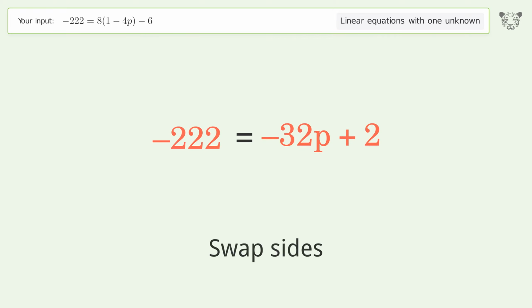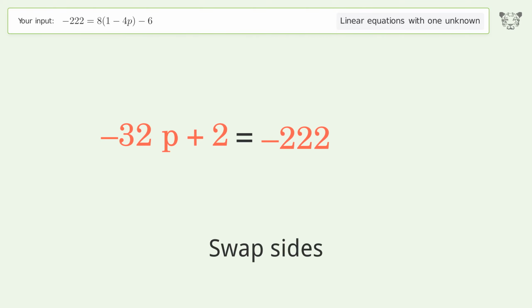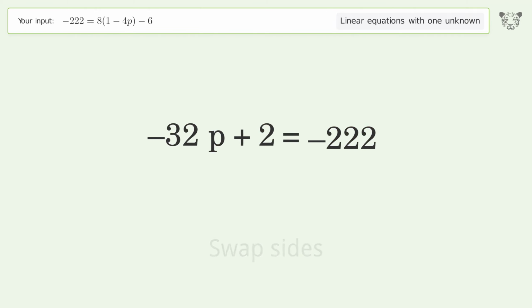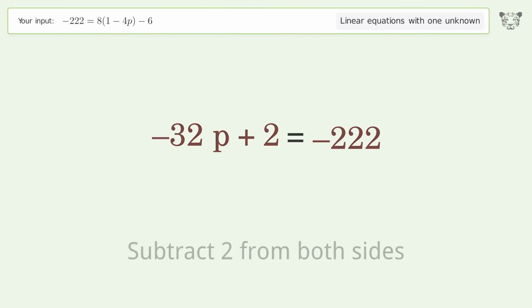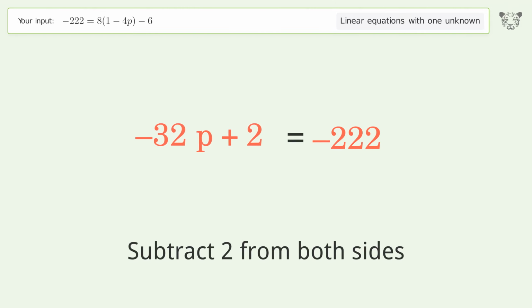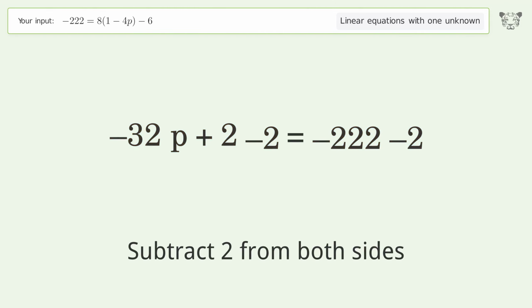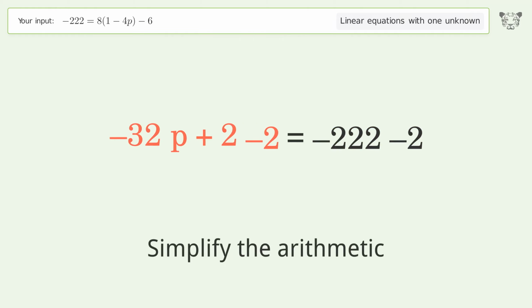Swap sides. Group all constants on the right side of the equation. Subtract 2 from both sides. Simplify the arithmetic.